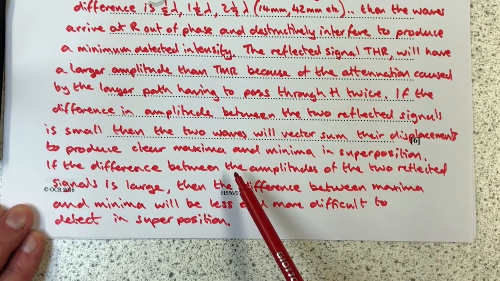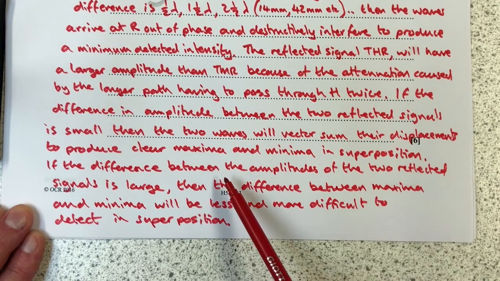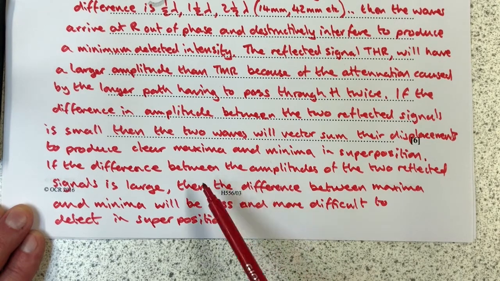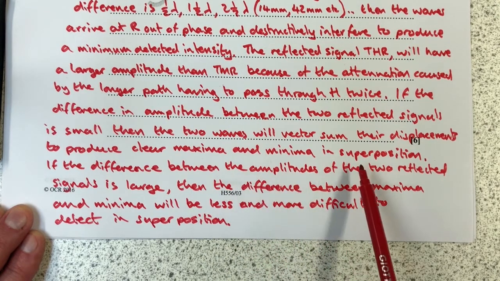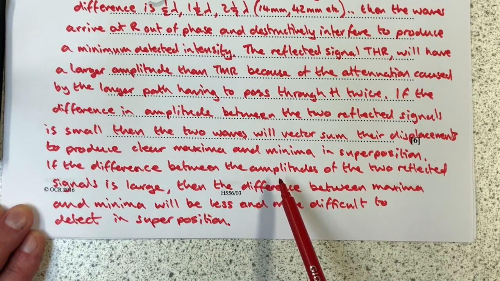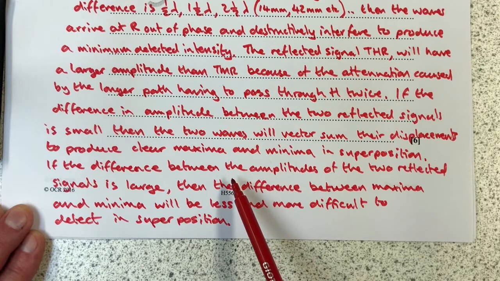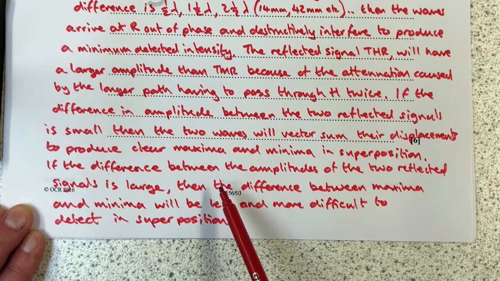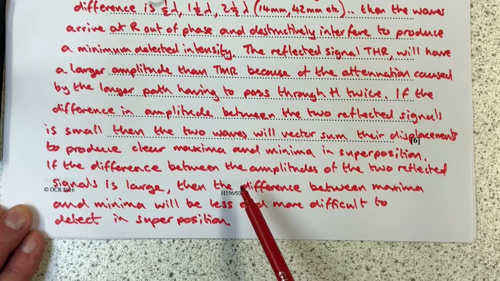But if the two reflected signals arrive at R with significantly different amplitudes to each other, then in the process of superposition, where you have constructive and destructive interference, you're adding two signals where the amplitudes aren't identical, and therefore the difference between maxima and minima will be a little less pronounced and more difficult to detect.